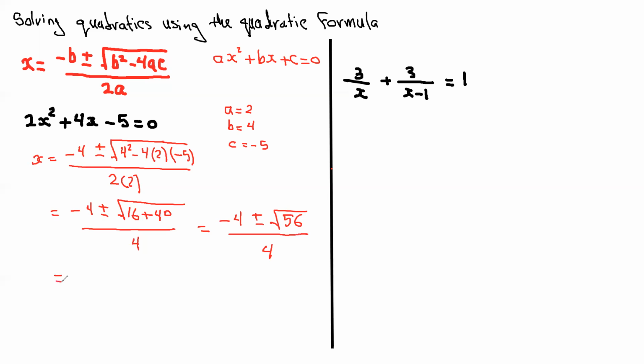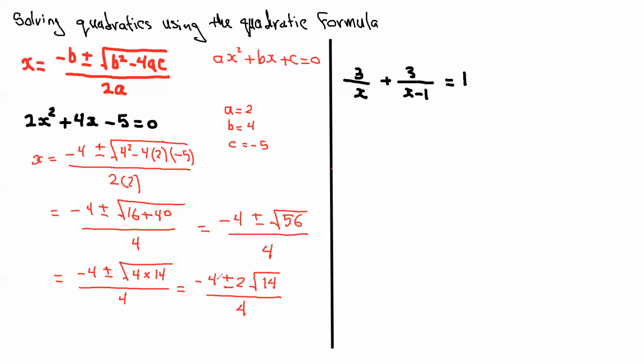I'm going to change this into a mixed radical. So negative 4 plus or minus the square root of 56 could be expressed as the perfect square 4 times 14, all over 4, which equals negative 4 plus or minus the square root of 4, which is 2, and 14 just stays under the square root, all over 4.